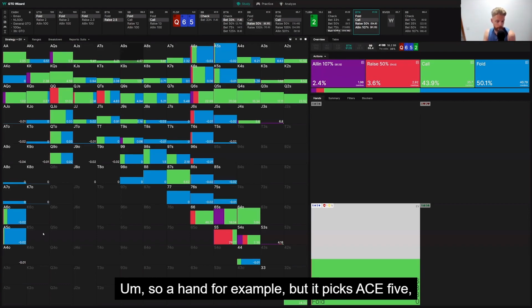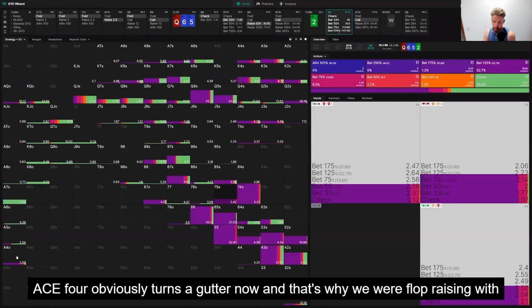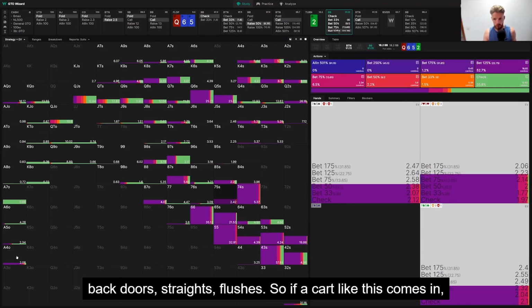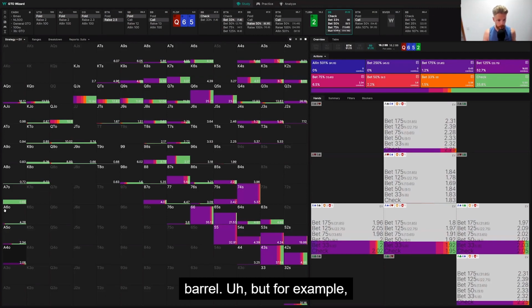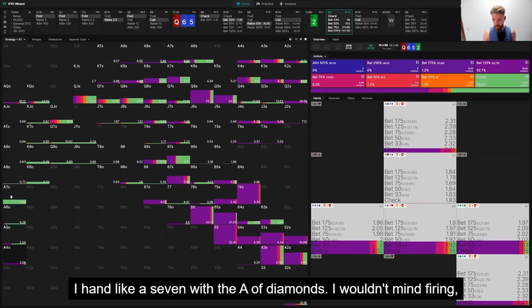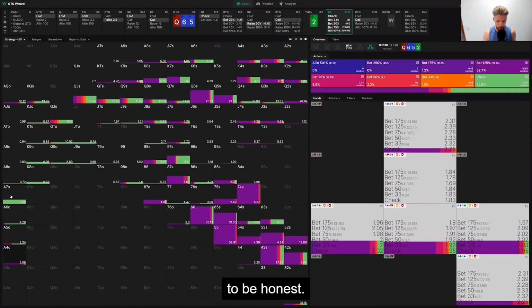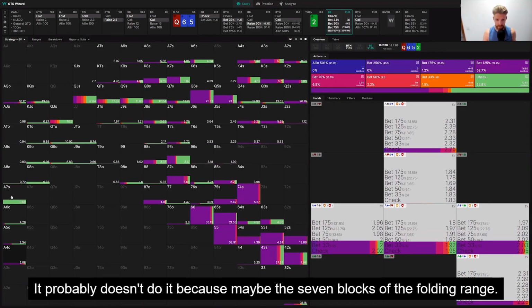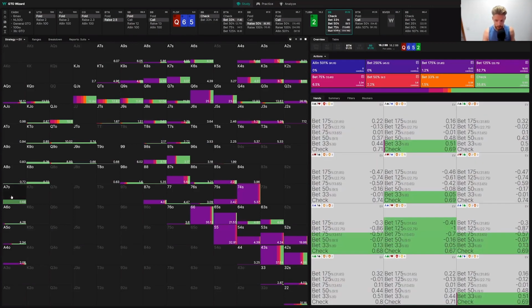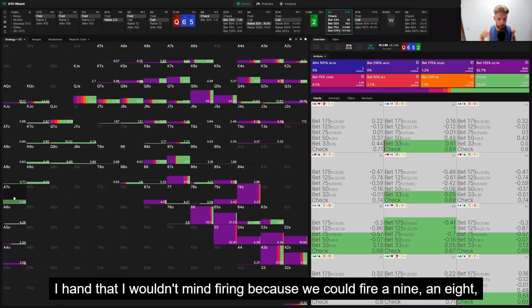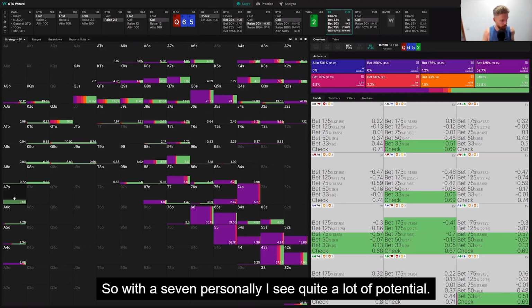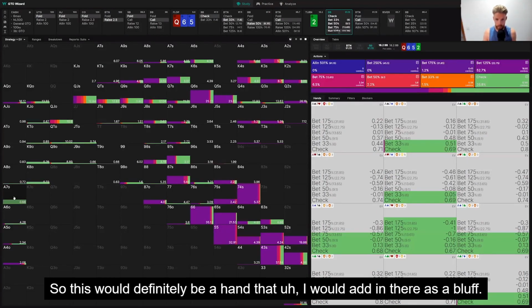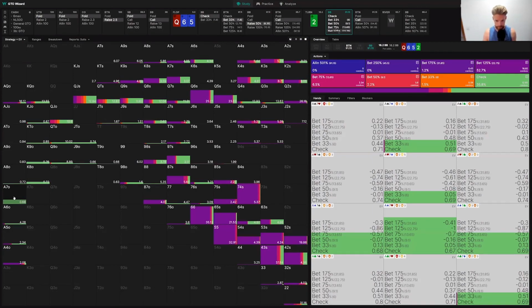So a hand, for example, that it picks, ace-5. Ace-4 obviously turns a gutshot now. And that's why we were flop raising with backdoor straights and flushes. So if a card like this comes in, we actually turn a straight draw, so we have more equity, and therefore we can barrel. But for example, a hand like ace-7 with the ace of diamonds, I wouldn't mind firing, to be honest. It probably doesn't do it because maybe the 7 blocks a lot of the folding range. But this is a hand that I wouldn't mind firing because we can fire a 9, an 8, a 4, a 3, a diamond. So with ace-7, personally, I see quite a lot of potential. So this would definitely be a hand that I would add in there as a bluff.